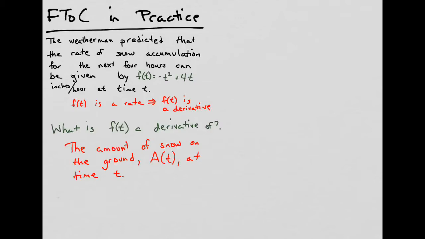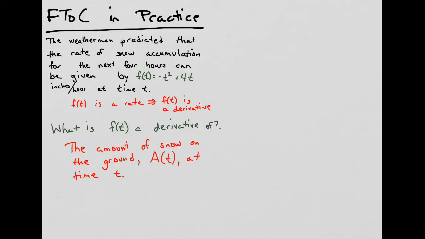Always be looking, especially within word problems, to see if you're given a rate or a velocity or something along those lines. And then think, what is it a rate of? What is it keeping track of? What is changing over time? So here, kind of the hint is the rate of snow accumulation. So we know it's an amount of snow. And then on top of that, look at the units. Remember, a rate is usually something over time. And so the thing it's going to be taking a derivative of will have the units of inches. And so the amount of snow on the ground does have units of inches.